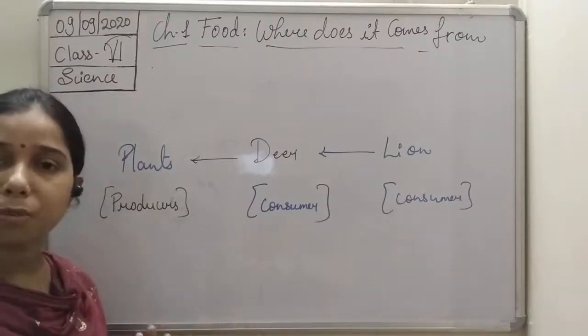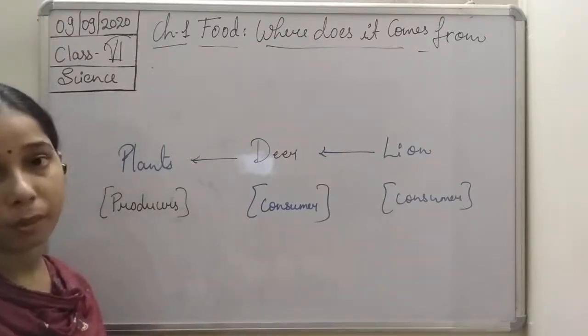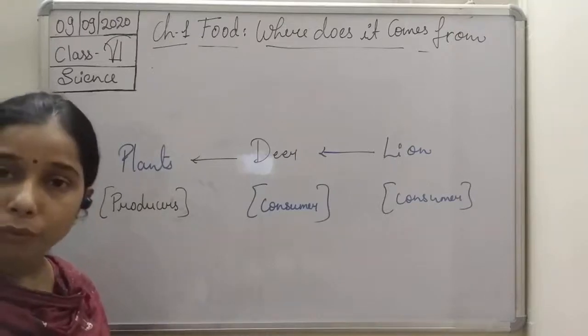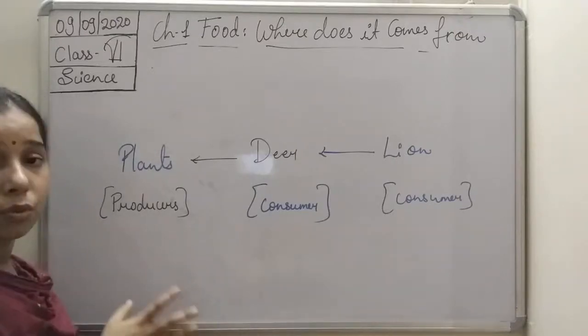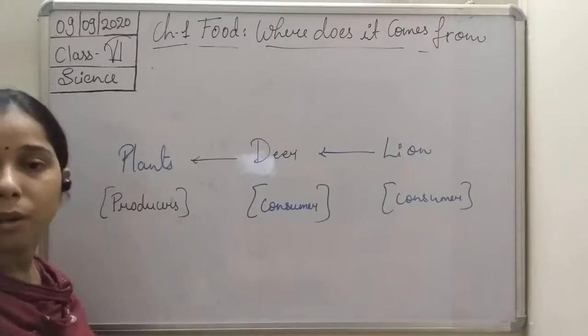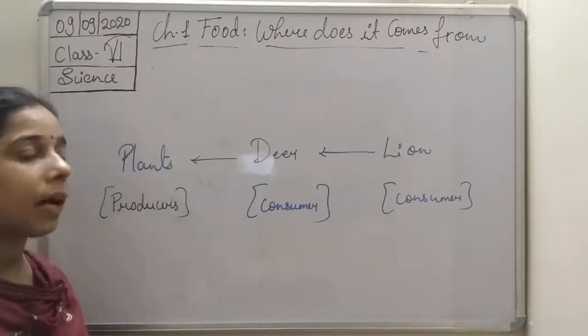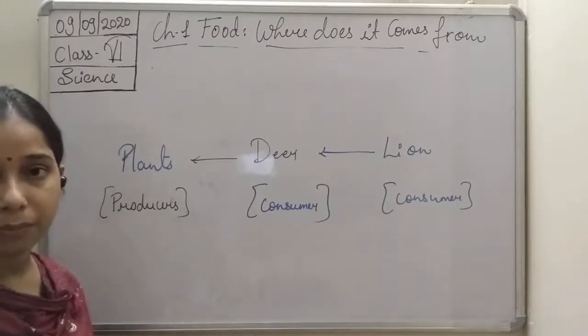So this is the difference between the producer and consumer. One is making their own food, that is why they are known as producers. So all the plants, they are known as producers. Okay, while the animals, they are known as consumers. Okay, students.